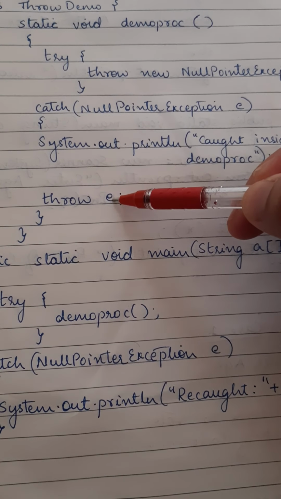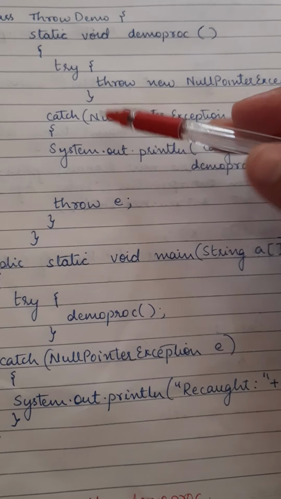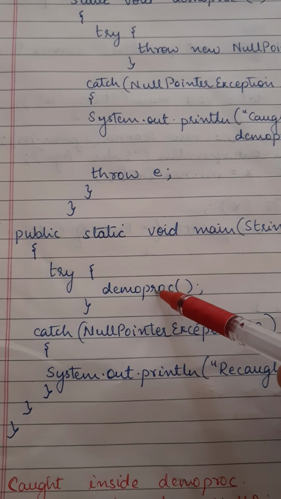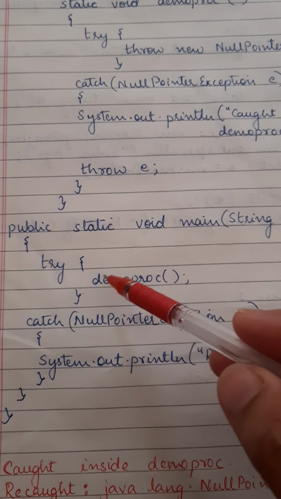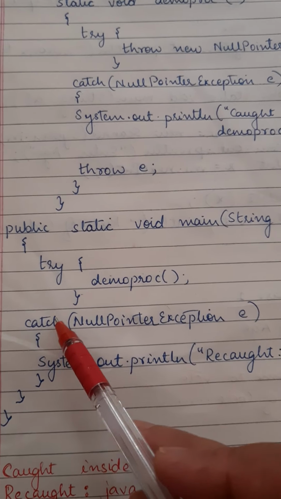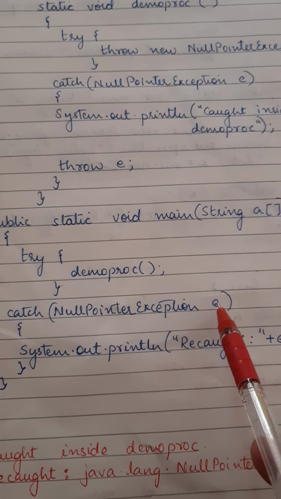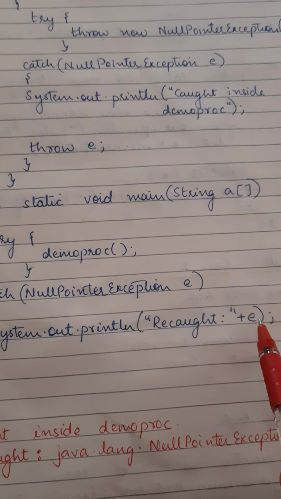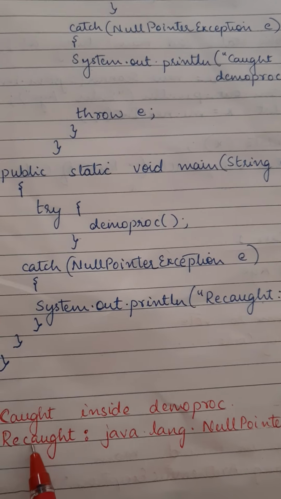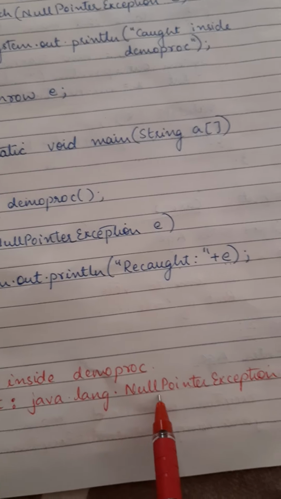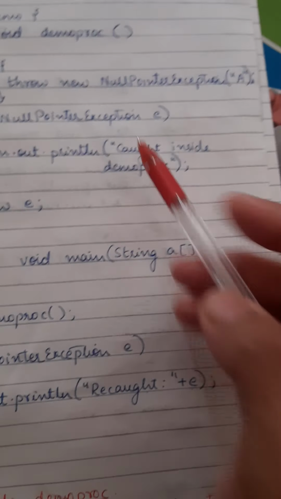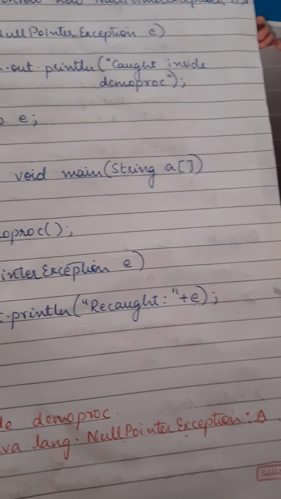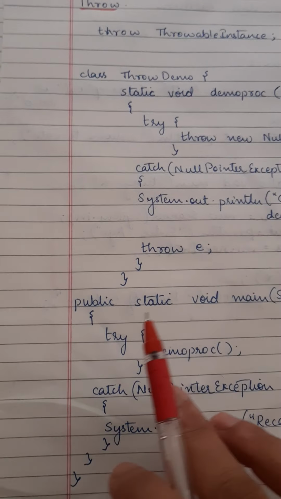Now again, once I throw, I have to come and catch this. Where is the control coming back now? Once after this, it will come to the point where demo procedure was called. Here again, after the try block, since an exception was rethrown over here, there is a catch block. Again, the same null pointer exception is caught. So inside this, I am printing "recaught" and e. What is e? e is the null pointer exception. So it's going to print "recaught java.lang.NullPointerException", and a is nothing else but the name I have given to the null pointer exception. So that a will be printed over here. So this is how a simple throw keyword works.